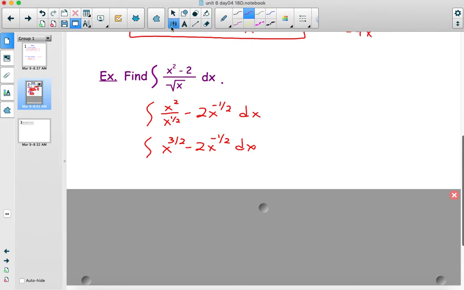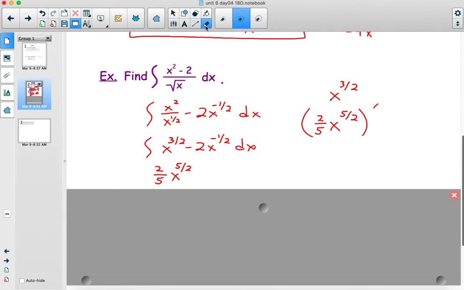Alright, so let's take these one piece at a time. X to the 3/2. Well, if I add 1 to the exponent to anti-differentiate, that's going to become x to the 5/2. But when I take the derivative of that, I don't have a 5/2 in front. So if I multiply it by a 2/5, now when I take the derivative, I multiply 5/2 times 2/5, which is 1, and then x to the 3/2 power. So that's what I want. So I have 2/5 x to the 5/2. Alright, let's try the next one.